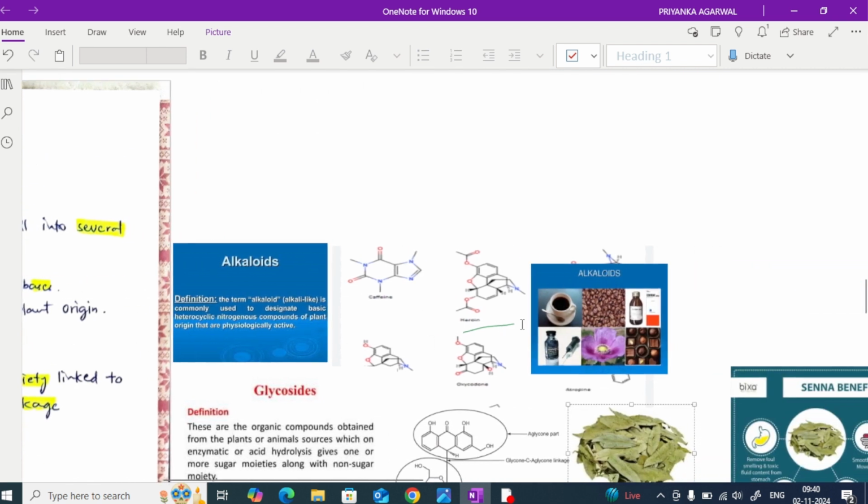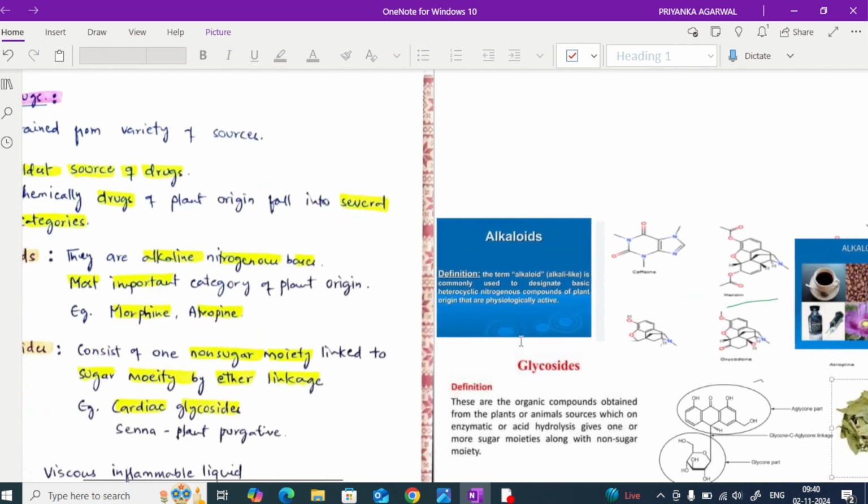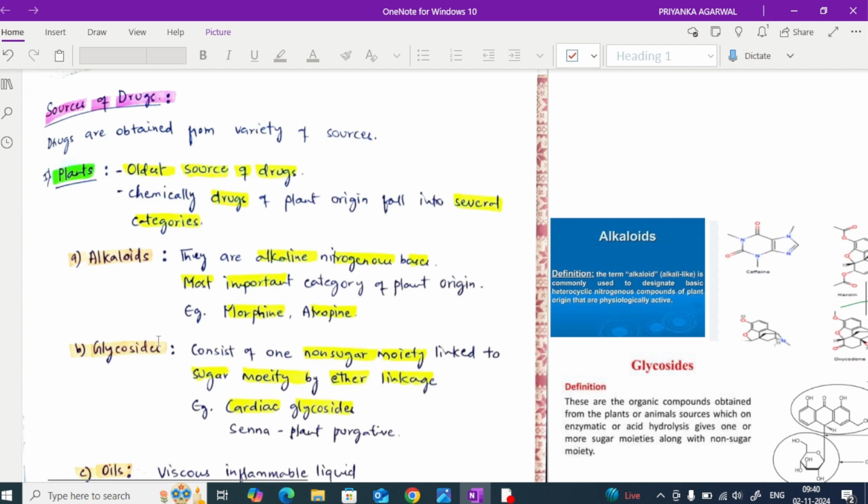So we are familiar with some of the drugs here, like caffeine. The tea that we drink on a daily basis contains an alkaloid. Okay, so caffeine, morphine and atropine. Now coming to glycoside. So what is glycoside? From the name we understand glyco means something related to sugar.